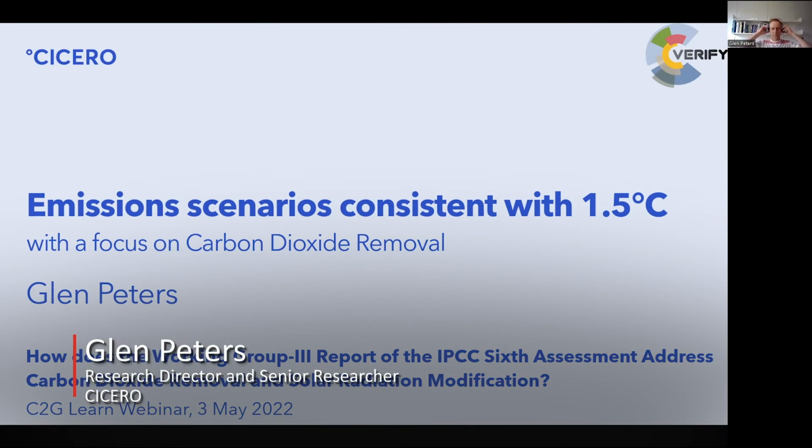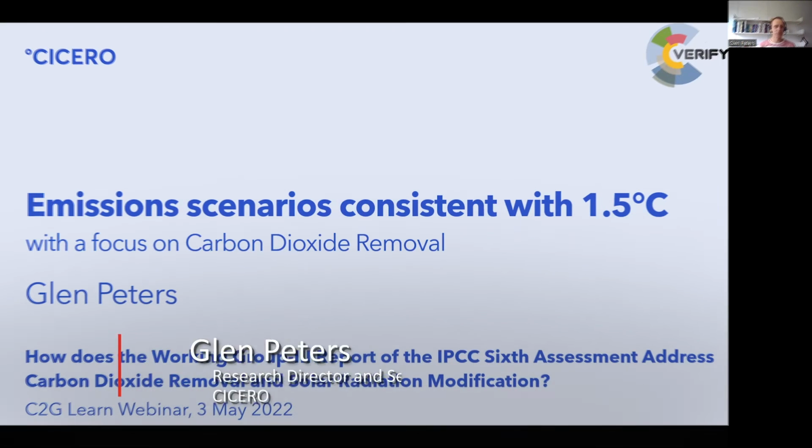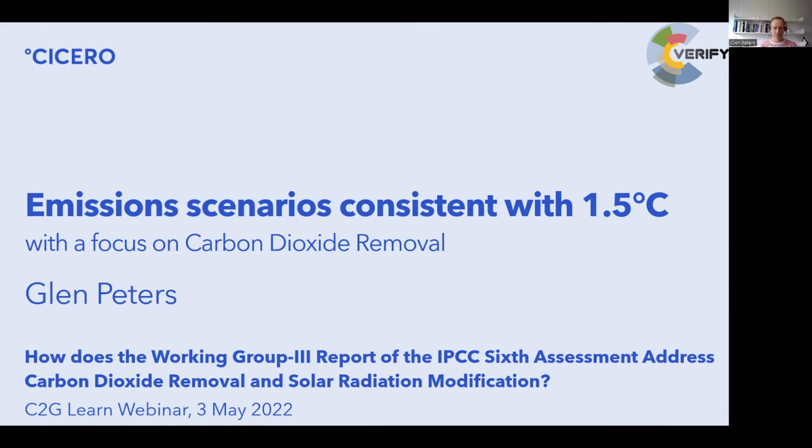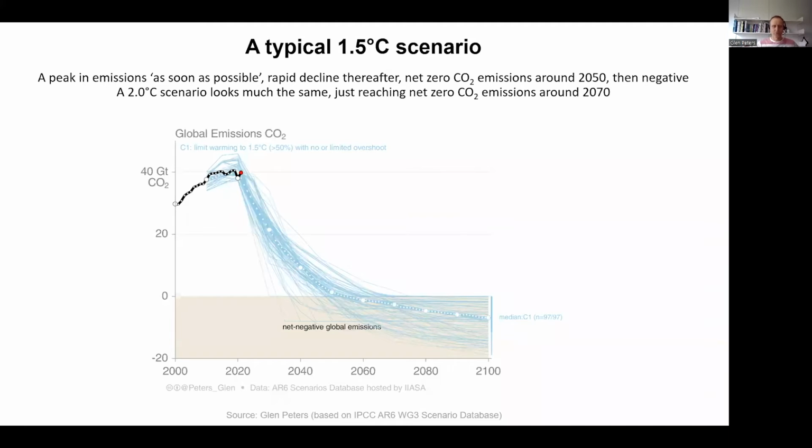Today I'm going to talk about emission scenarios consistent with 1.5 degrees of global warming, and I'm going to focus on carbon dioxide removal. The scenarios I'm going to use are based on the IPCC 6 assessment report, the Working Group 3 part of that report, which was published around about a month ago. So first of all, I'm going to go straight to showing a few scenarios and talking through those.